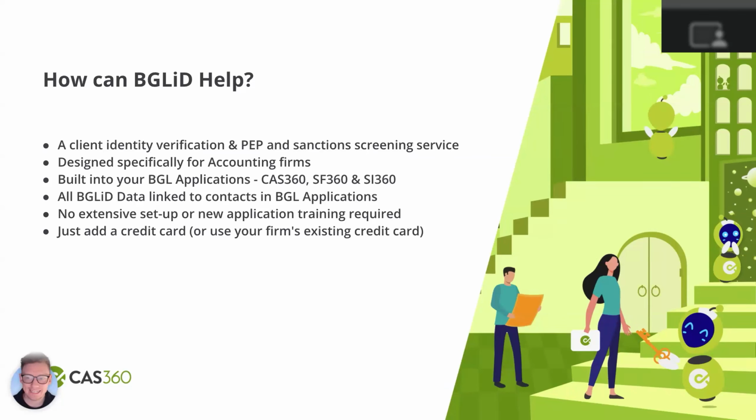All BGLiD data is linked to contacts in your BGL applications. So you go into CAS, for example, or Simple Fund, and you can see that particular person's BGLiD data. There's no extensive setup or new application required. Simply add your credit card or use your firm's existing credit account. As I mentioned before, all of the products I'm showing you today are live, and you can try it out if you haven't used it.